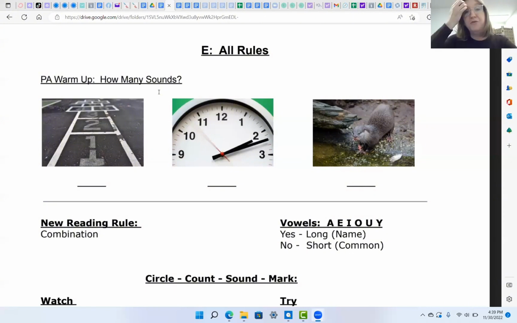Okay, so let's try it. Before we do hopscotch, how many sounds in hop? I know you know how to read it. I know you know how to spell it. Put the letters out of your mind. We're not thinking about letters at all. No letters should be involved in our warm-up. Only sounds. So how many sounds in hop? Only hop. Put it in the chat.